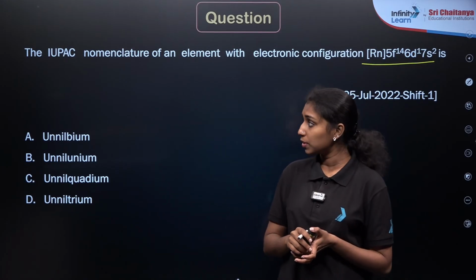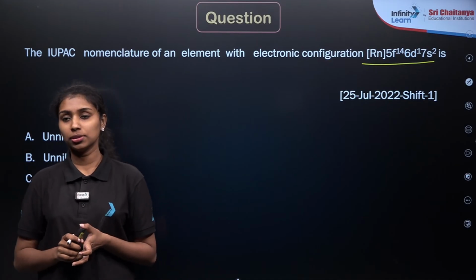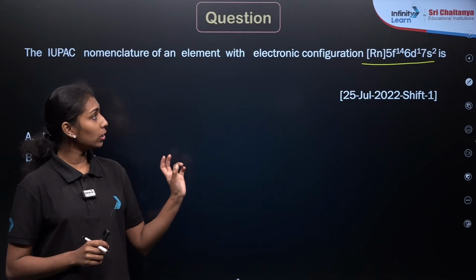First identify the atomic number of this element. Obviously it will be higher than 100, then only we can find out the IUPAC name of this compound. So from the digits you will get the idea about the word root.